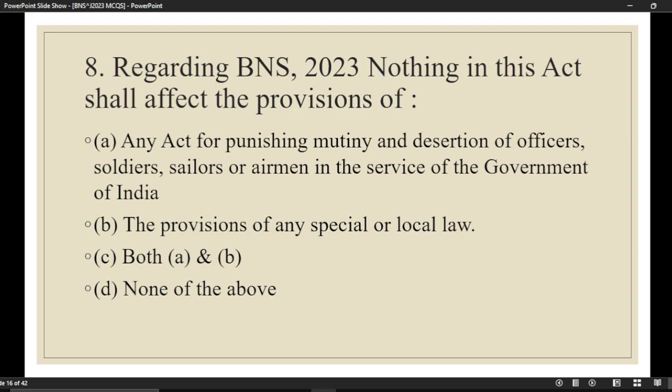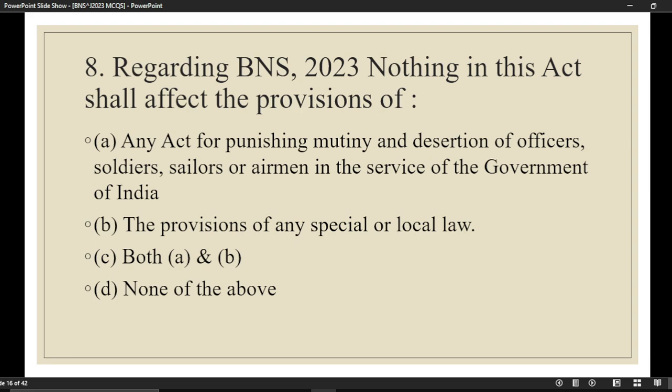So what all things are being saved regarding BNS if we talk about? There are some provisions on which this BNS doesn't apply. Is it option A, that is any act for punishing mutiny and desertion of the officers, soldiers, sailors or airmen in the service of the government of India? Option B, the provisions of any special or local law. Is it option C, that is both A and B, or is it option D, none of the above?